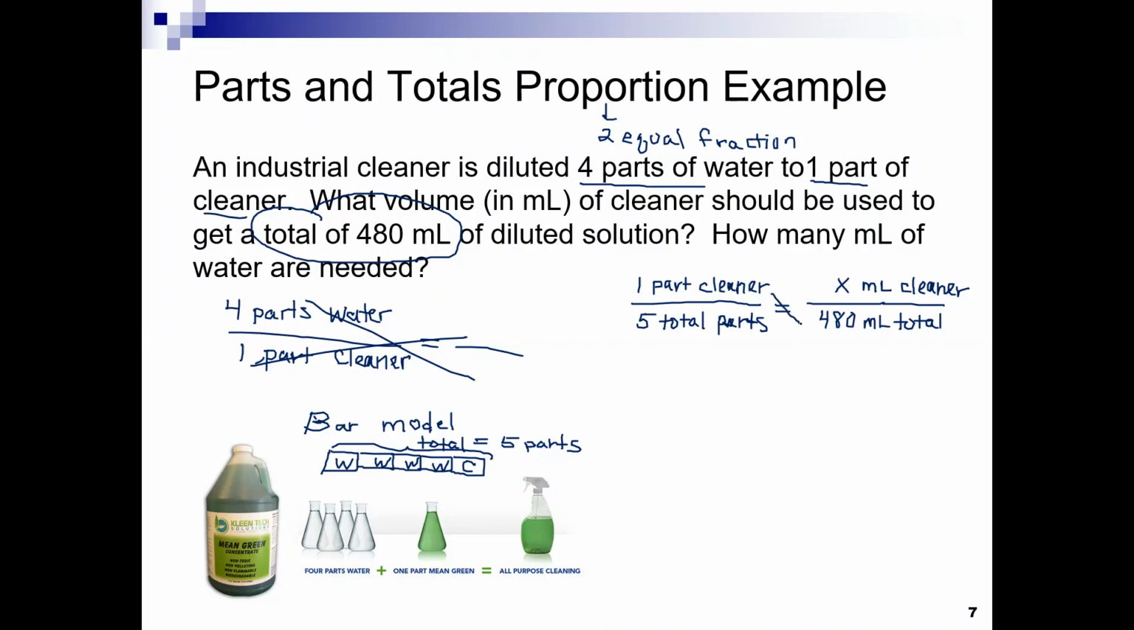Cross product is where we multiply diagonally, and so multiplying the 1 times the 480, I get 480. Multiplying on the other diagonal, I get equals 5x. Then I can solve this equation by dividing by 5 on each side. And I get x is equal to 96 milliliters of the cleaner.